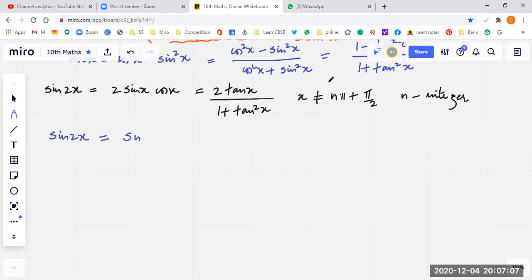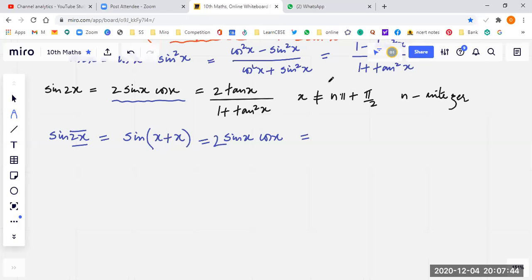How will we split 2x? Yes, Ishma? X plus x. Oh, that's good. And then apply the formula: sine of a plus b is equal to, come on, sine a cos b plus cos a sin b. Correct. So it will be sine x cos x plus again sine x cos x, which becomes 2 sine x cos x. First part is proven. Okay.